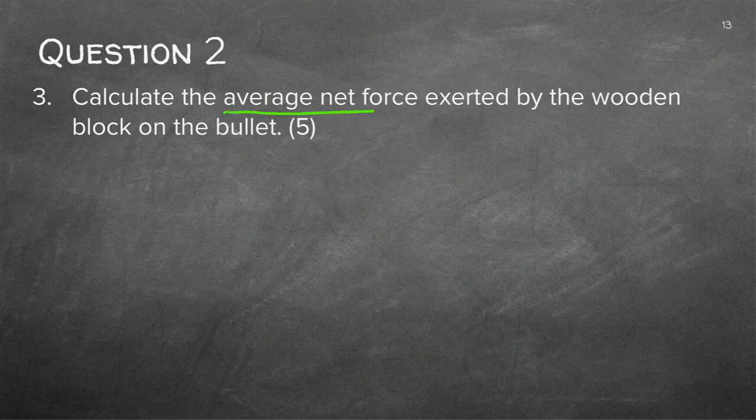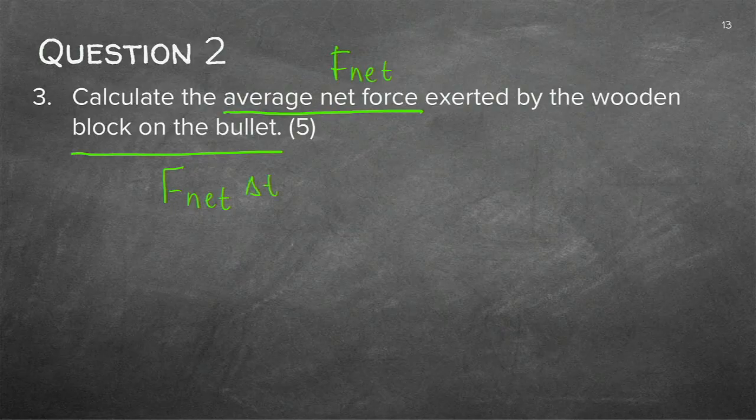Calculate the average force exerted by the wooden block. It's the net force, so I know I'm going to work with my impulse equation. Remember, they gave me the time it's going through the block. So let's just quickly see. I always write down my equation, F net delta t. That, guys, is actually equal to the change in momentum, which you know is mvf minus mvi.